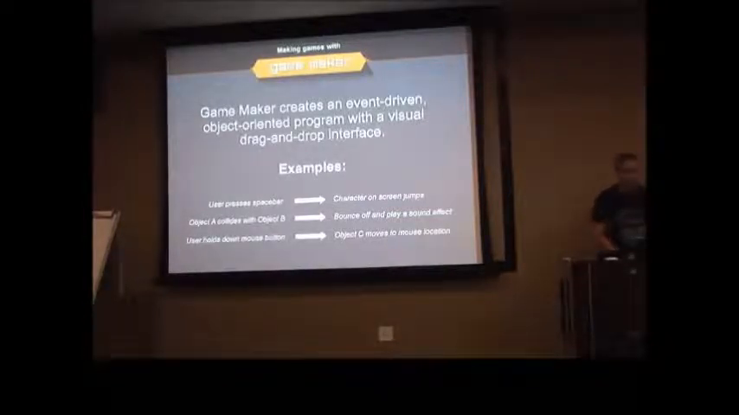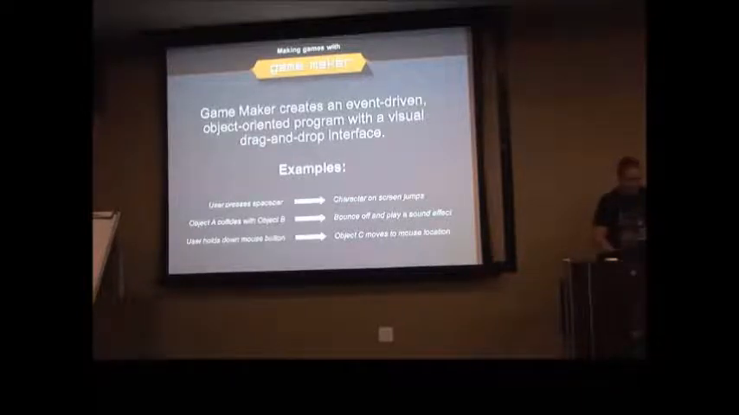So for example, the user presses spacebar, and the character on screen jumps. Object A collides with object B, it plays a sound effect and bounces off. Or, if the user holds down a mouse button, object C will move towards that location.